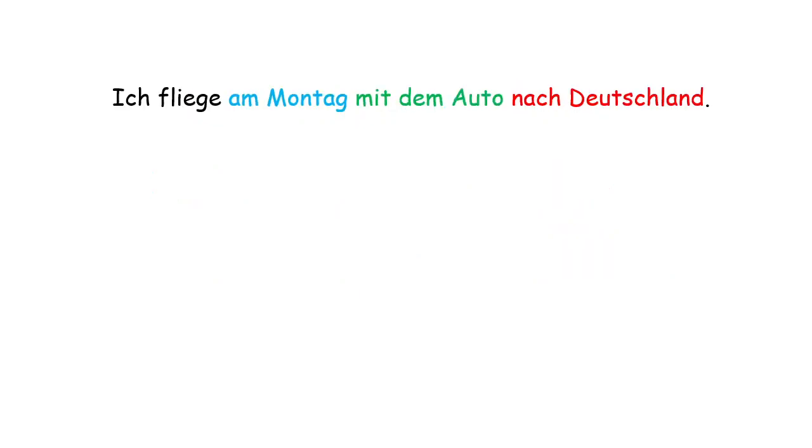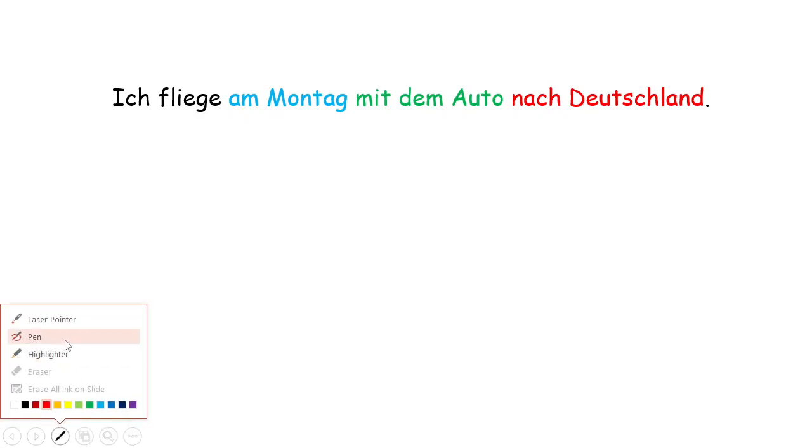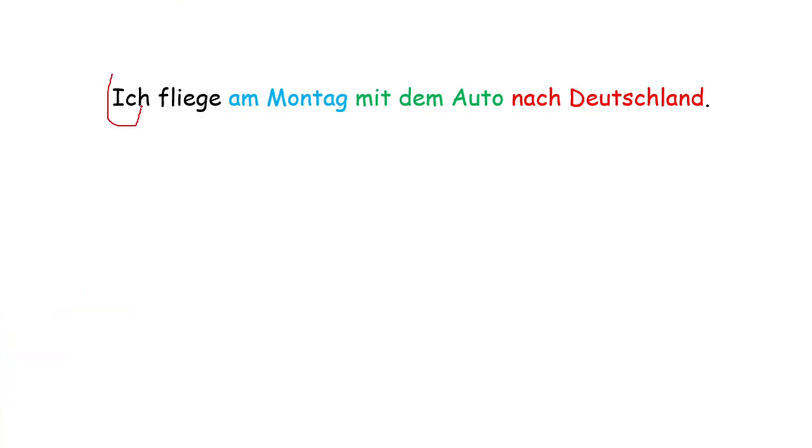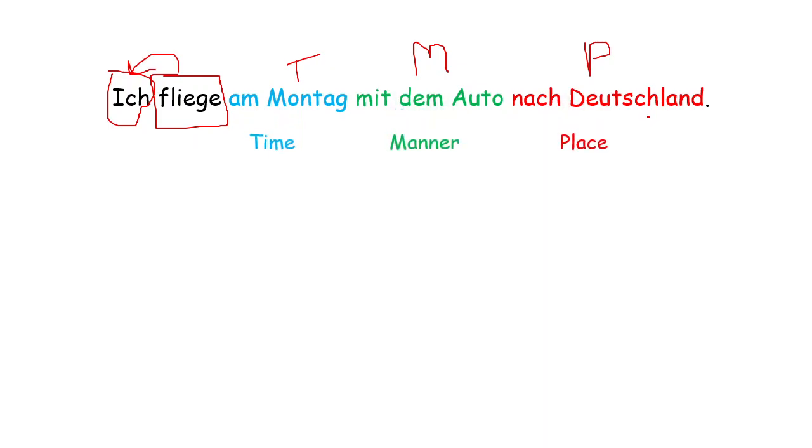So normally when we make a sentence, the subject comes always at the first position, and the verb is conjugated with the subject. Always. Then we have am Montag, time. Mit dem Auto, manners. And nach Deutschland is place. So we make subject, verb, TMP: time, manners, place. The verb is at second position.